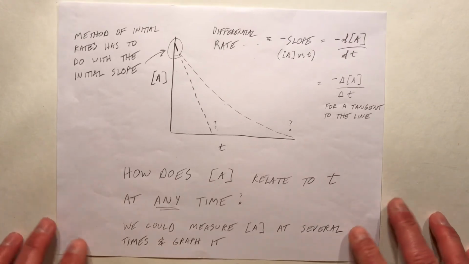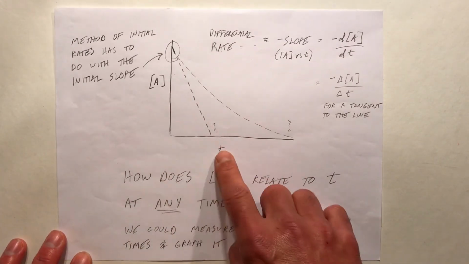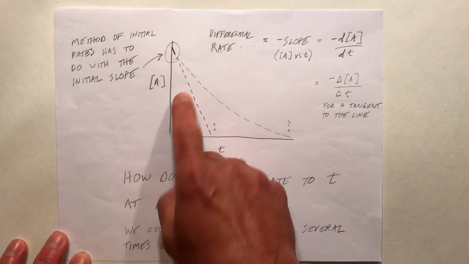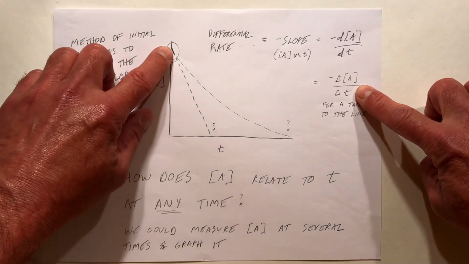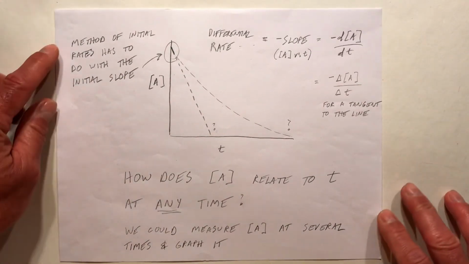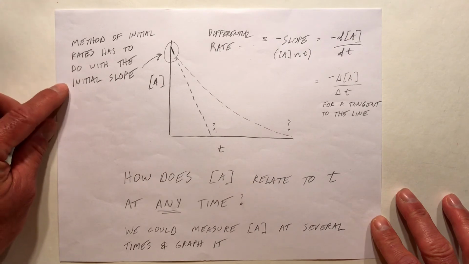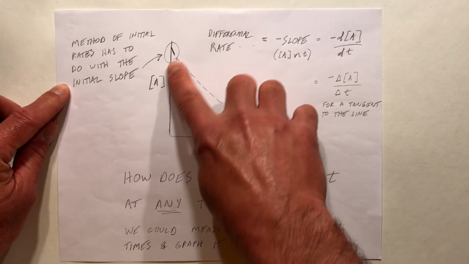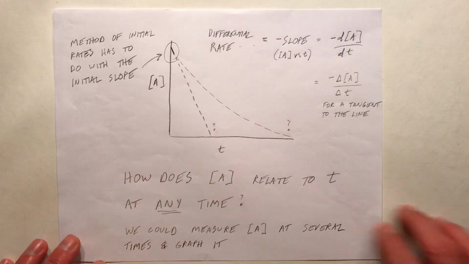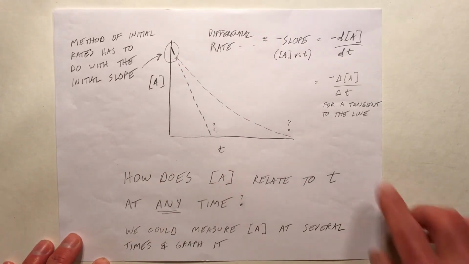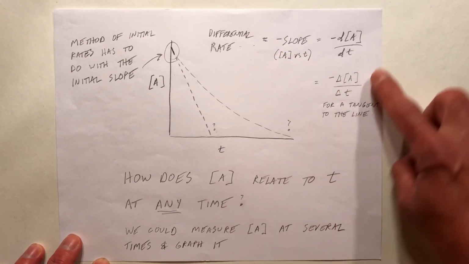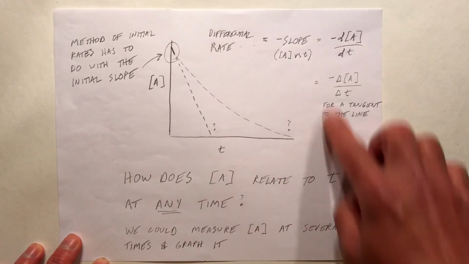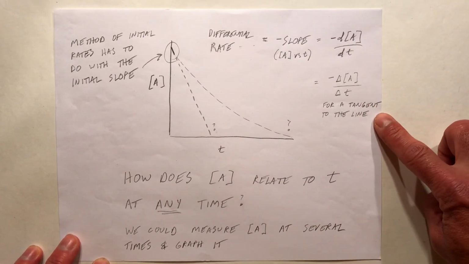Now, you don't have to know calculus to do kinetics. You can graph it out. You could graph out concentration versus time. You could draw on the tangent point, measure the delta y and the delta x, and you could figure out what the initial rate was that way. But remember that the method of initial rates has to do with this initial slope here, because we're starting with that initial concentration and measuring that rate right at the beginning. We would say the differential rate is equal to a negative slope of concentration versus time, which is that derivative at that point, a negative of that derivative, or a negative of the slope at that tangent to that point.